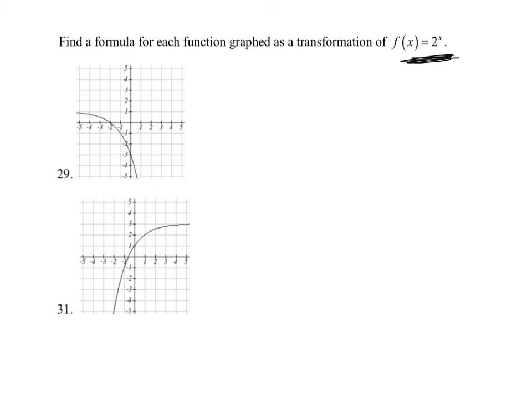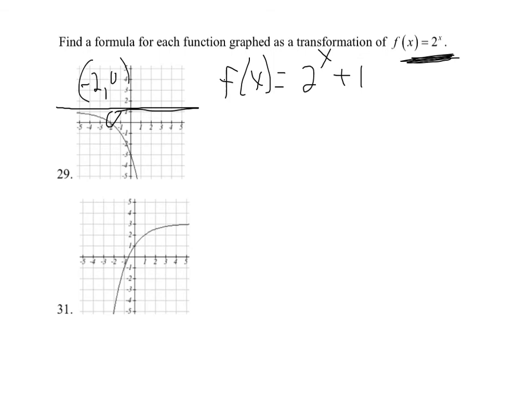So let's see. I'm seeing an exponential graph that's been shifted up 1. So f of x equals 2 to the x plus 1. I'm seeing that this graph goes through negative 2, 0. So let's substitute that. See if there's a number in front of the 2. So 0 equals 2a times 2 to the negative 2 plus 1. So I'm going to subtract 1.